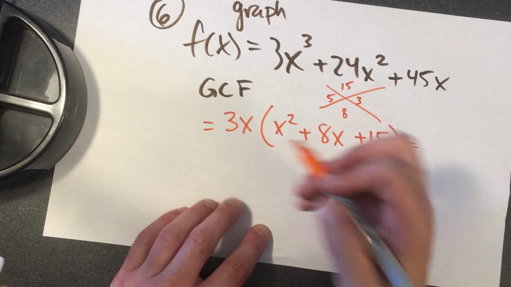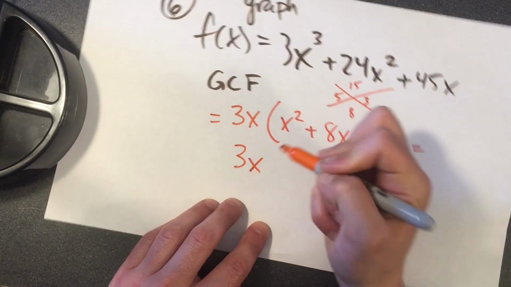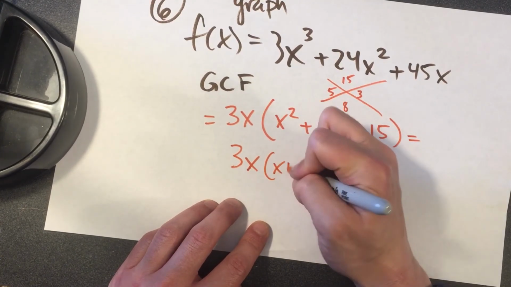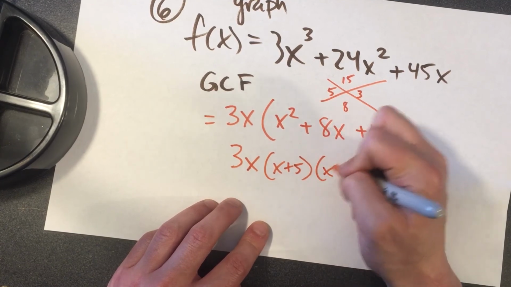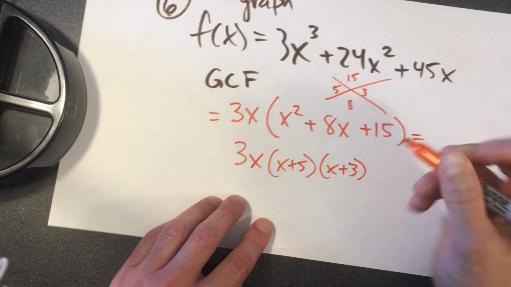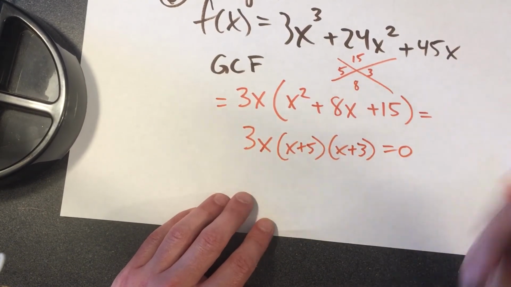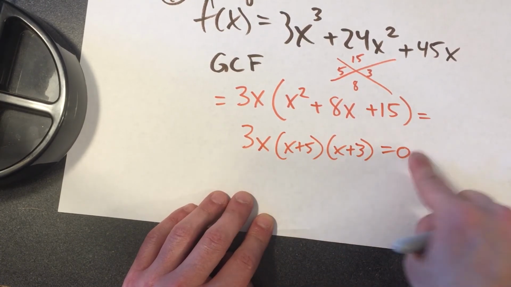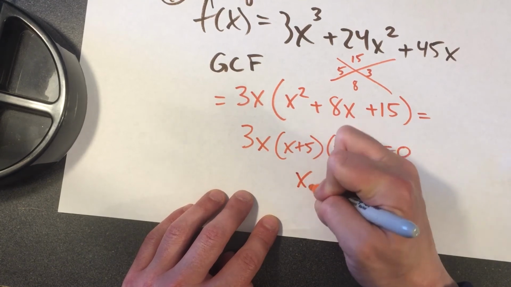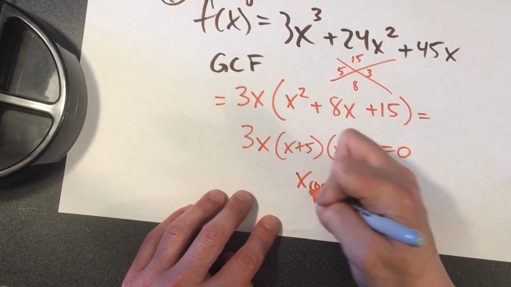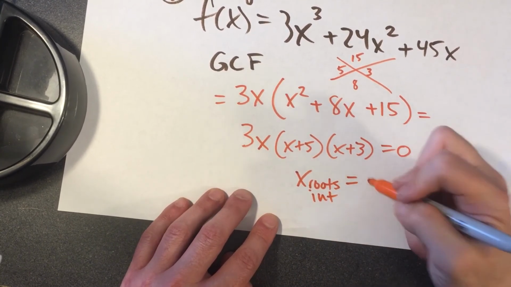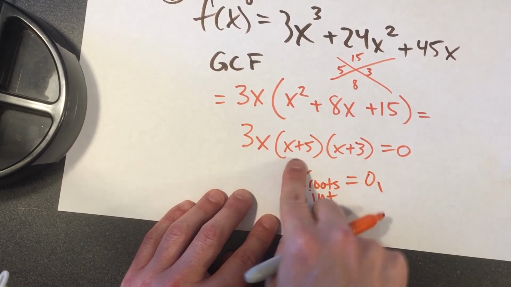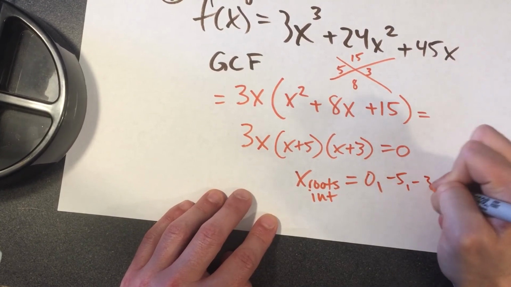So I can even write this again. Let's draw it down here. It's going to be 3x times x plus 5 times x plus 3. Now, what are my roots or my zeros? Well, I have 3 different ways to get to 0, and I've covered that before. So my roots, these are my x-intercepts, right? Same thing. It's going to be 0 from here, negative 5 here, negative 3 there.